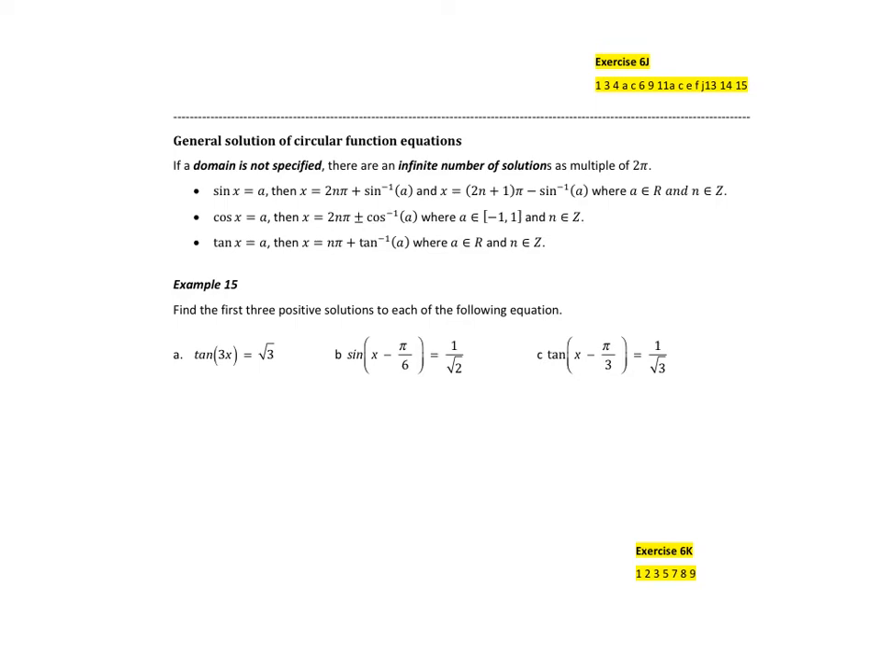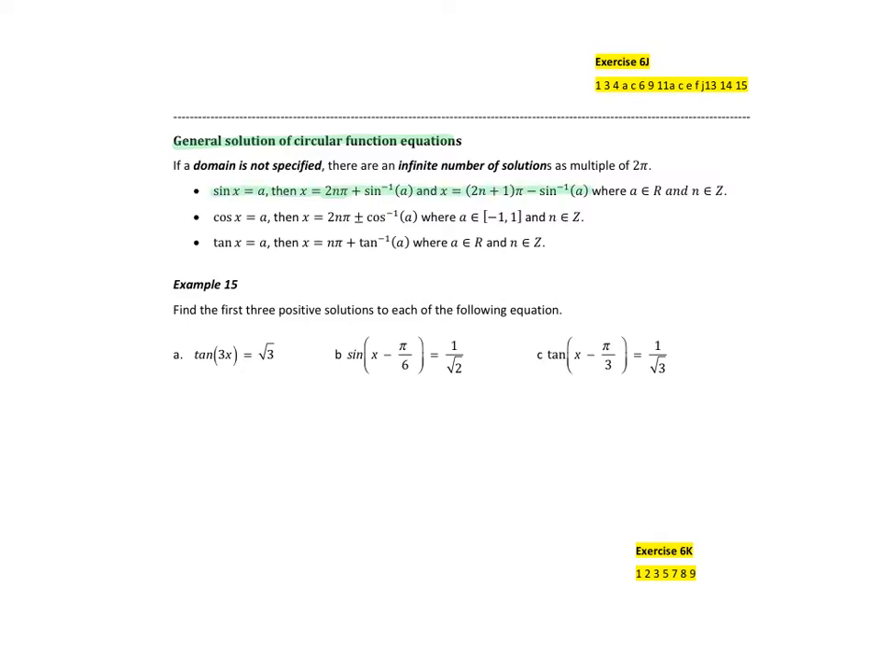I'm going to scoot forward to 6K, where we find the general solution of our circular functions. You'll notice on our calculator that sometimes when we solve our equation and we don't restrict the domain, we get answers in terms of n. That's our general solution. Now I'm going to show you the process by which we use the general solution.